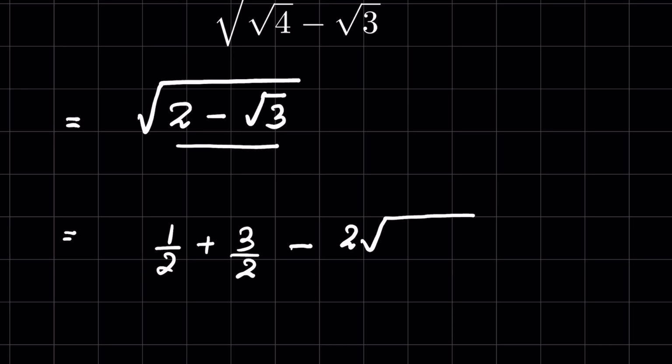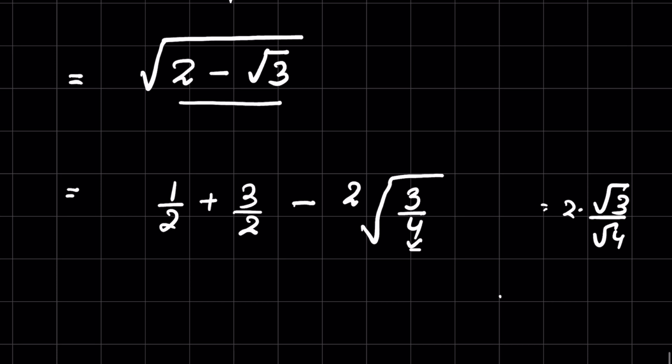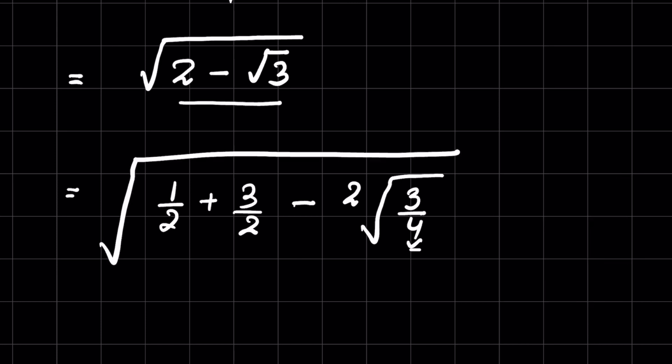If we write 2 outside the square root and 1 upon 4 inside the square root, then this means it is square root of 3 upon square root of 4 times 2, or this will be 2 times square root of 3. Square root of 4 is 2, then we can cancel this 2 and this 2, and that is equal to square root of 3. So there is no change in the number under the square root.